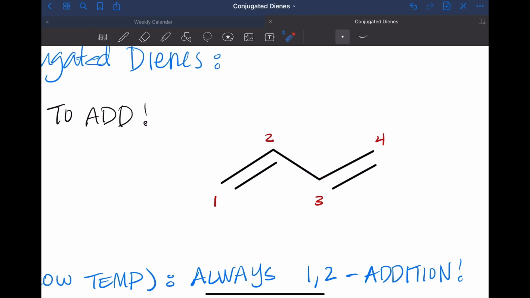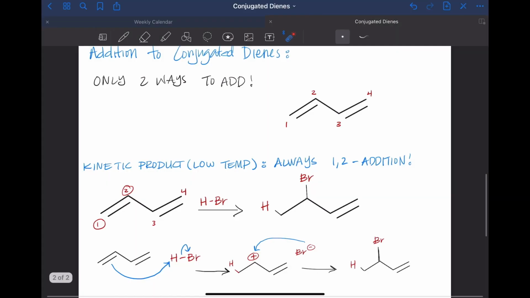The 1 and 2 position will always give us our kinetic product, but the 1 and 4 position, we don't know whether it will give us a thermodynamic product or not. The thermodynamic product depends on what the double bond looks like at that position. All right, so we'll be specifically looking at our kinetic product in this example, which we said was a 1-2 addition always.